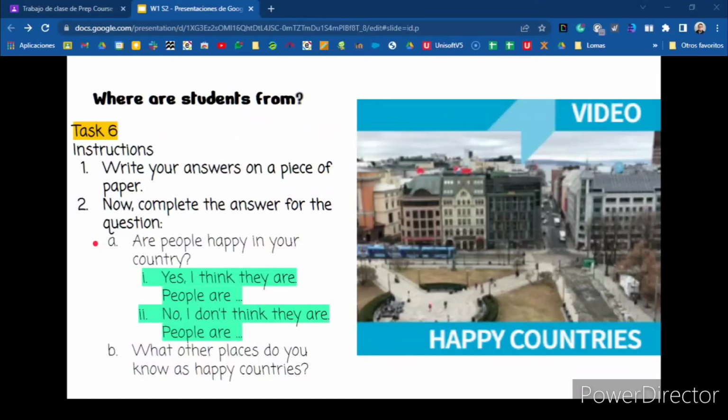Yes, they are, or no, they aren't. It is something about perspective, but you can express it in the answers. Answer it on your notebook, please. And then last question. Last question is, what other places do you know as happy countries? So you can pause the video here for a minute, because it is something that you have to think about. Think about it deeper and express your ideas. So take around 1 minute and give your answers for these questions.